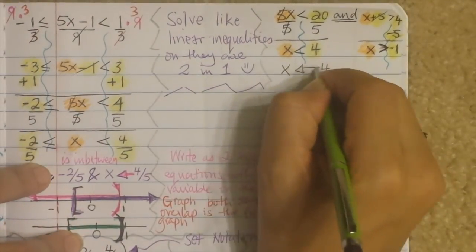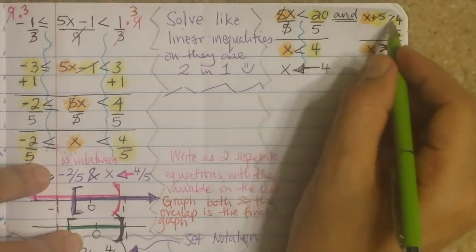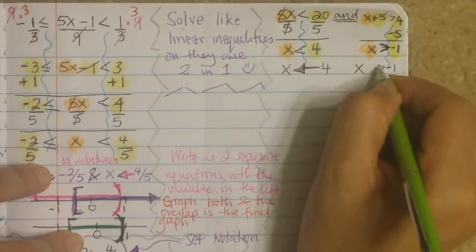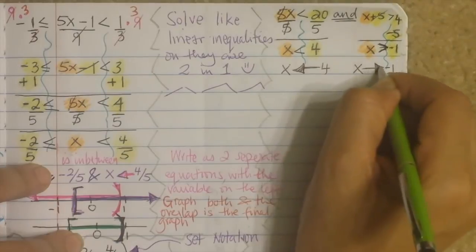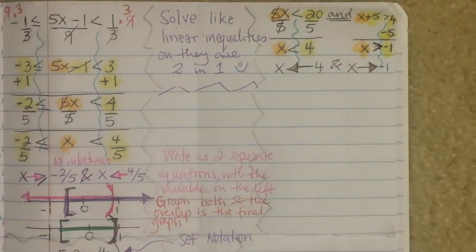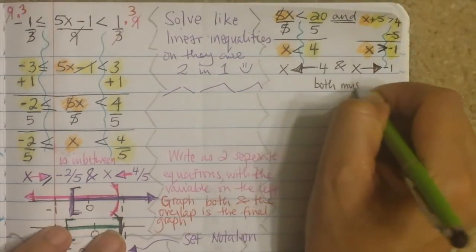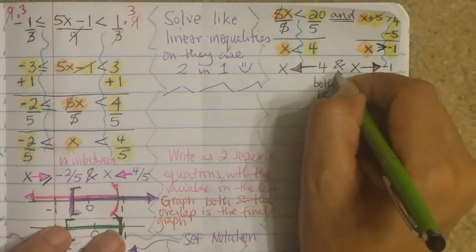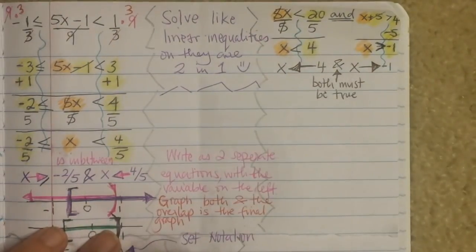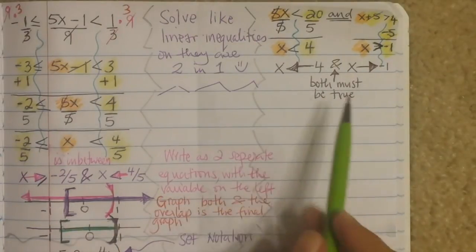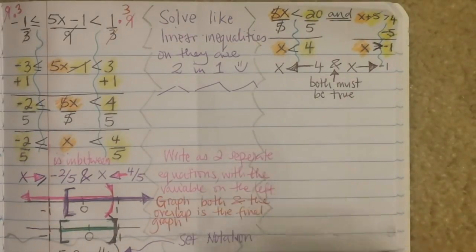I'm going to rewrite it so I can draw my arrow to see my direction. So you can see that one's going strictly to the left. That one's going strictly to the right. There's no equal below it, so they're going to be parentheses or open circles. Alright, so both must be true, because of that and, both must be true. So x is less than 4 and x is greater than negative 1.